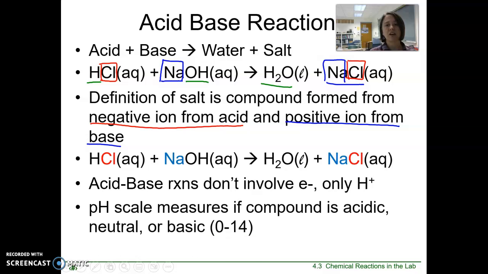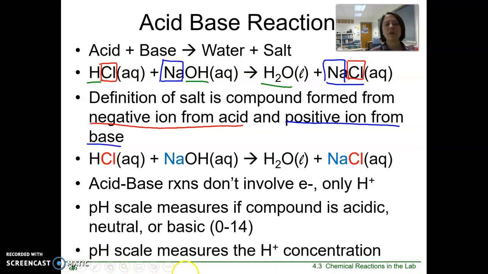And then the pH scale. So the pH scale measures if the compound is acidic, neutral, or basic, and it goes from 0 to 14. So the pH scale actually measures the hydrogen concentration, and we'll get into this in fourth quarter, but it's actually the negative log of the hydrogen concentration.